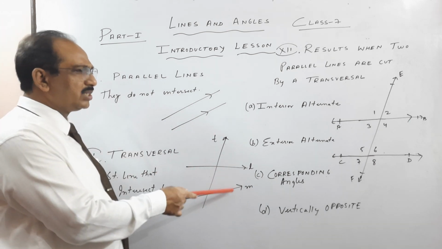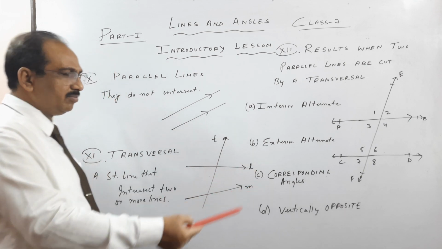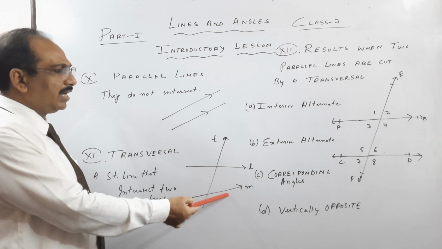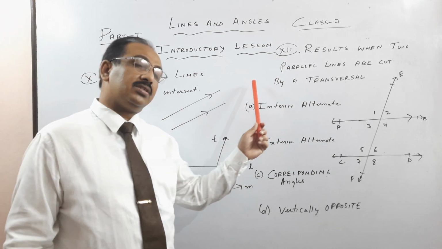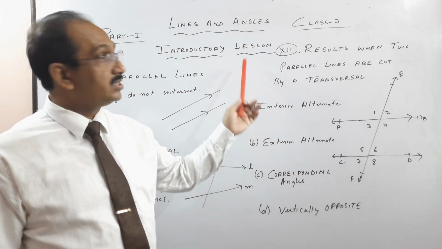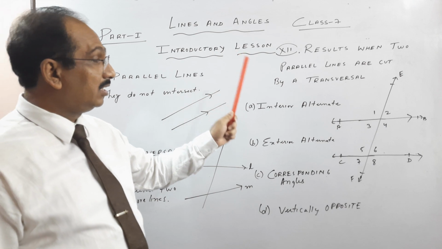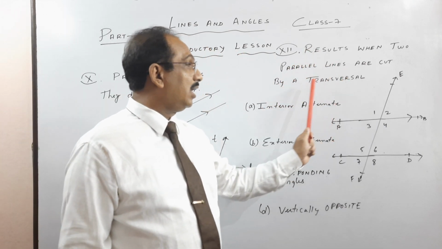So these two lines need not be parallel. Transversal T cuts lines L and M. They are not parallel, like here they were parallel. But here is one very important result, the last topic of this introductory lesson on lines and angles: the important result when two parallel lines are cut.